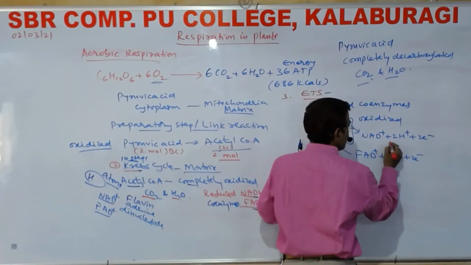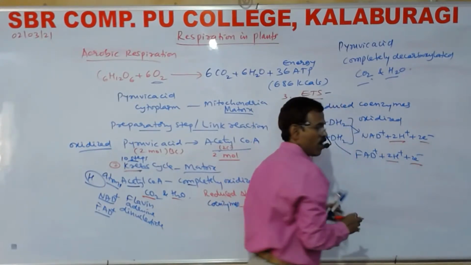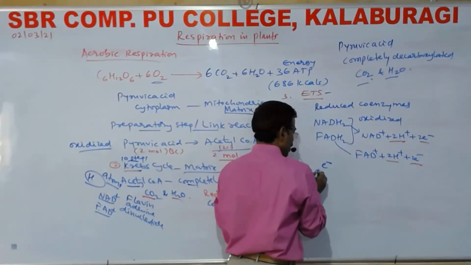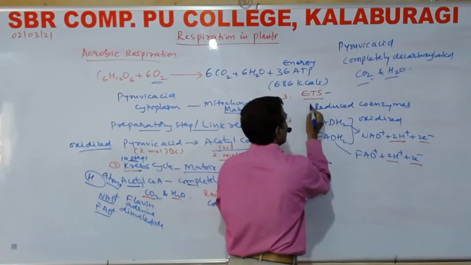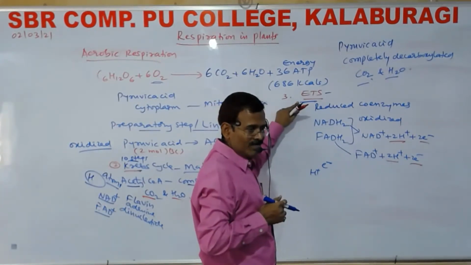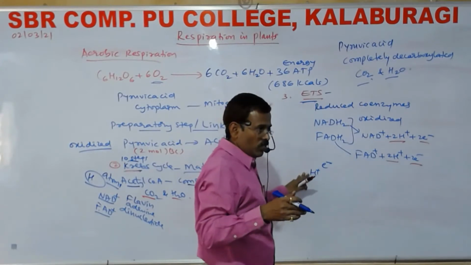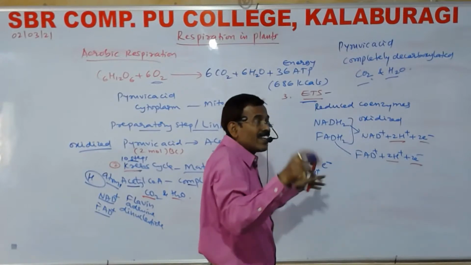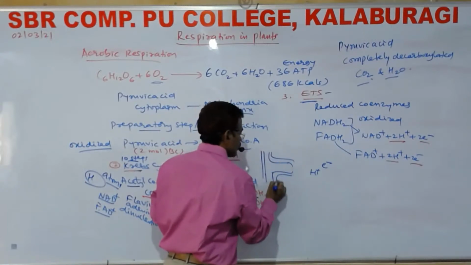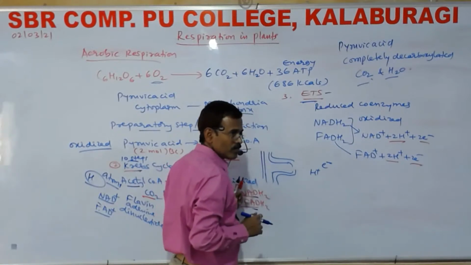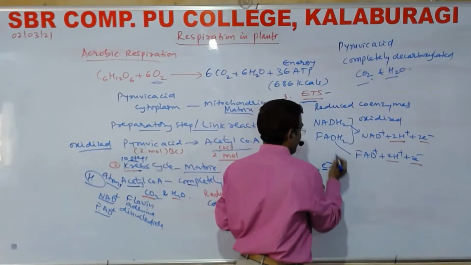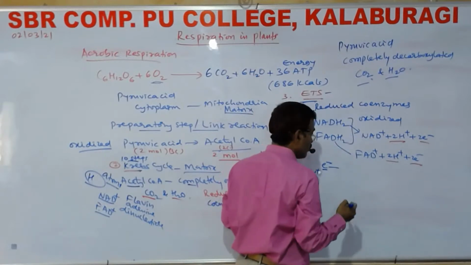So these protons and electrons are released. Now, these electrons take part in the electron transport system. These protons which are released can go into the intermembrane space. So these protons and the electrons will be transported. Electrons enter into the electron transport system.